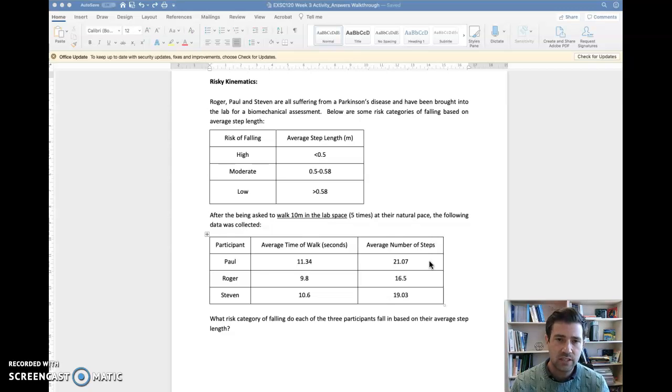So we want to assess these 3 and we get them walking through the lab, a 10-meter space in the lab that they're going to be walking through, and we're going to collect the time of their walk and use some data capture, so some video software or a mat that we might have instrumented to get their number of steps during that trial, and we'll get their average number of steps over maybe a couple of trials, and what we're looking for is their average step length.